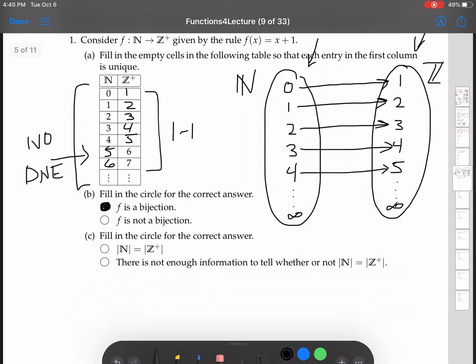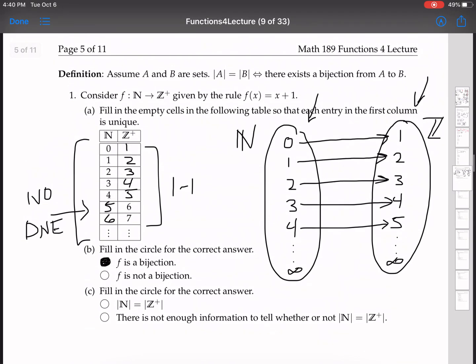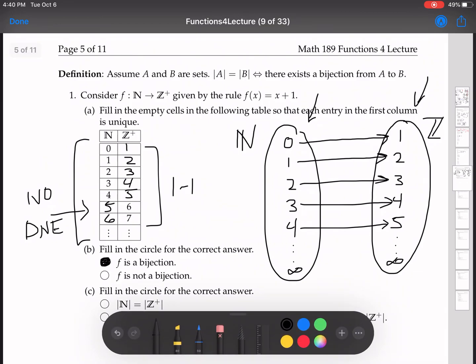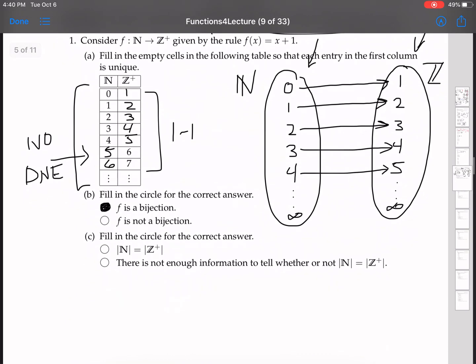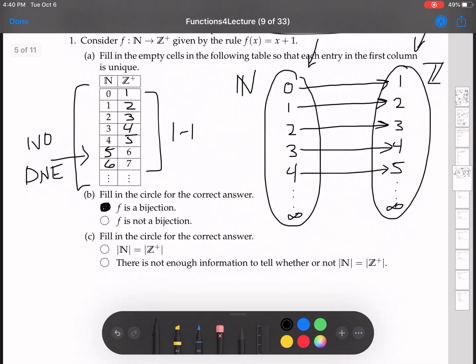And remember our definition, right? Two sets have the same cardinality if there's a bijection between them. So there's a bijection between those two sets. So that tells us that, in fact, yes, they have the same number of elements.